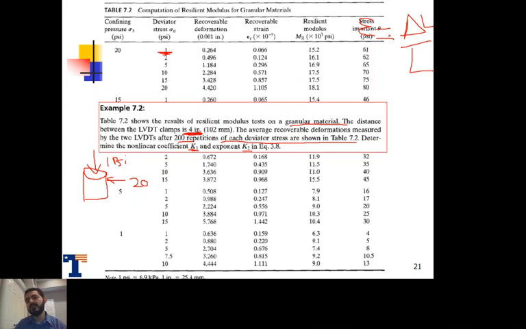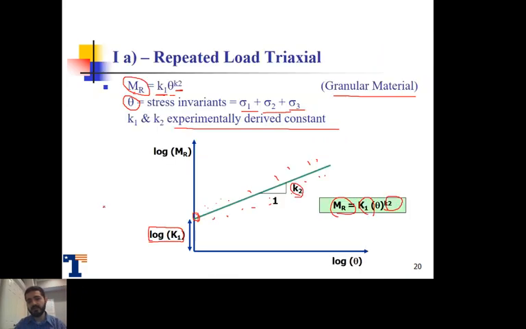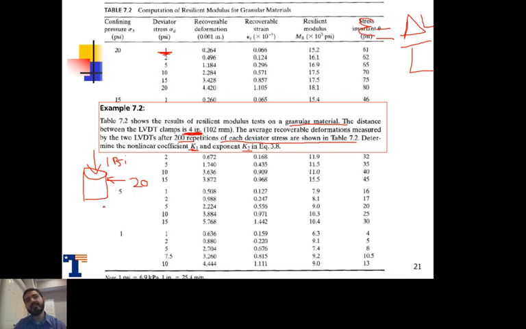So my question to you is, let's jump to the last column here, the stress invariant, which is 61. How can I get the stress invariant 61? Theta, as you remember here, is sigma 1 plus sigma 2 plus sigma 3. So how did they get 61? Which is right here. 61 is basically 20 plus 20 plus 21. Why is this? Because theta is sigma 1 plus sigma 2 plus sigma 3.